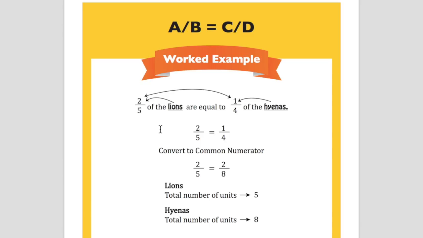Okay, so here we are. In this worked example, it says that 2 out of 5 of the lions are equal to 1 out of 4 of the hyenas. So the A over B is the 2 over 5, and the C over D is for the second entity, which is the 1 over 4.